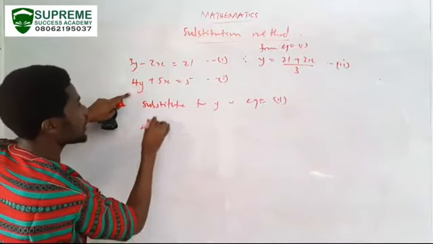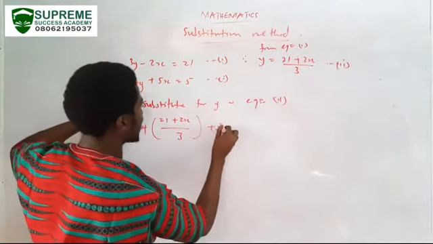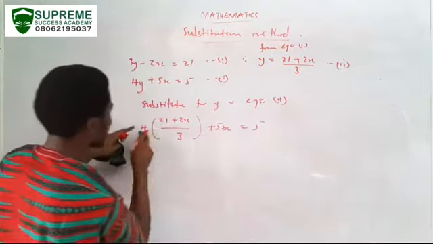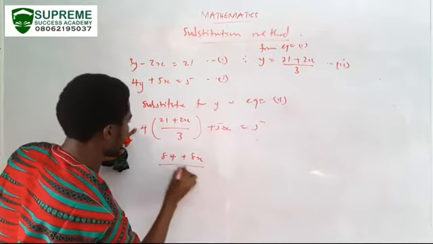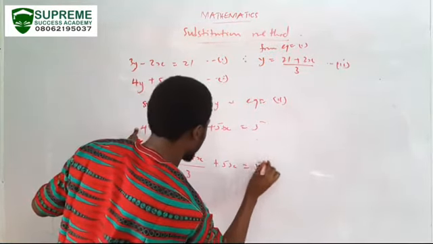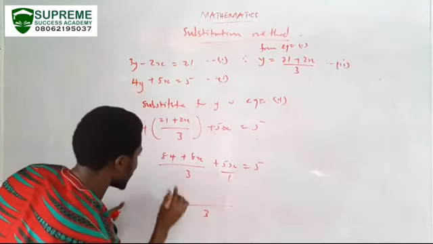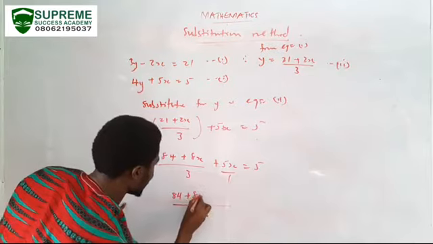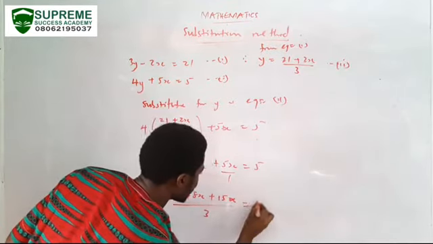So you have 4 into 21 plus 2x divided by 3, plus 5x equals 5. So expand this bracket, you have 4, 8 plus 8x divided by 3, plus 5x equals 5. What do you do? Find the LCM of this. What's the LCM? 3. So here you have 84 plus 8x plus 1 into 3, 3 times this, 15x equals 5. This is number 1.